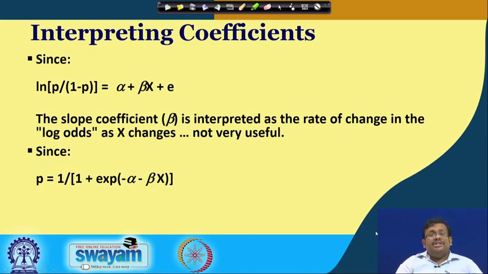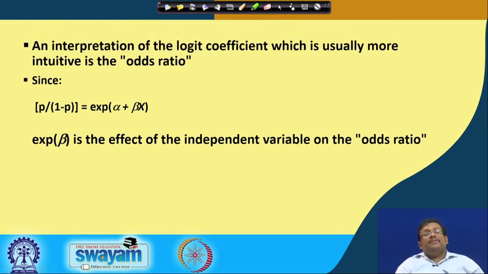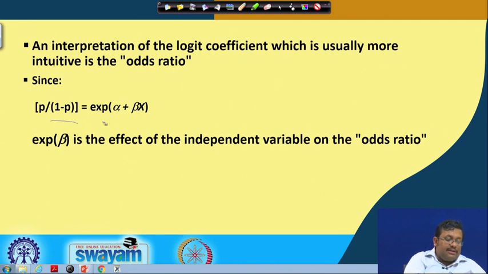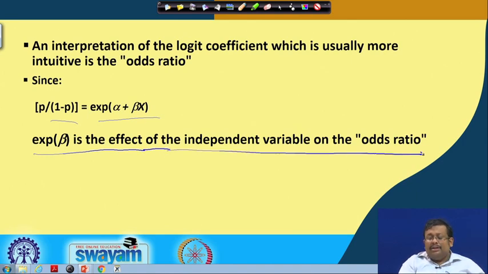So, interpreting the coefficient: log of p by 1 minus p equals alpha plus beta x plus eta, where eta is the error. The slope coefficient beta is interpreted as the rate of change in the log odds as x changes, which is not very useful. That is why the more intuitive interpretation of the logit coefficient is the odds ratio. Since p by 1 minus p is equal to exponential of alpha plus beta x, exponential beta is the effect of the independent variable on the odds ratio.